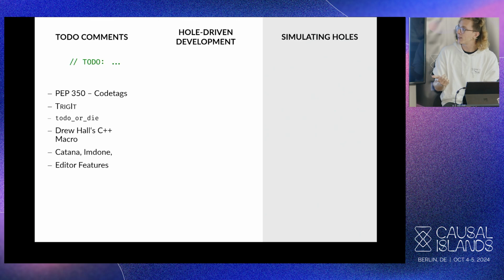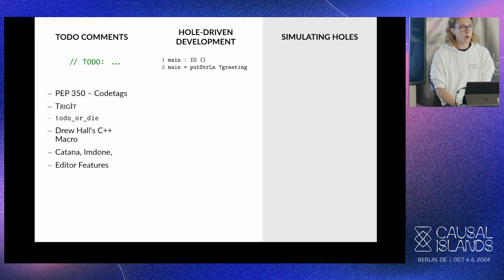To do or die is, I think, a Python or Ruby library with one function that just dies, or the program dies if the to-do comment is too old. There's a C++ macro which prints out the comment at runtime to bridge the gap between compile time and runtime. And then there are to-do trackers or editor features. And then there is hole-driven development.